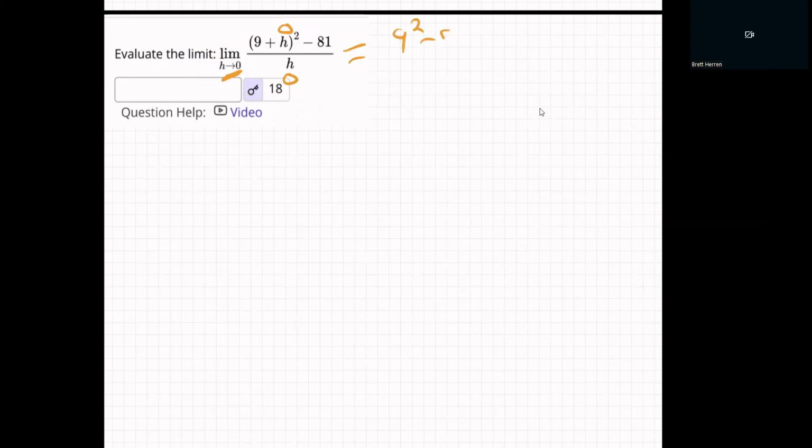You're going to get 9 squared minus 81 over 0, which is 81 minus 81 over 0, which is 0 over 0. That's an unclear formula. Whenever we get 0 over 0, it's unclear. So we have to try something else. So what are we going to do?